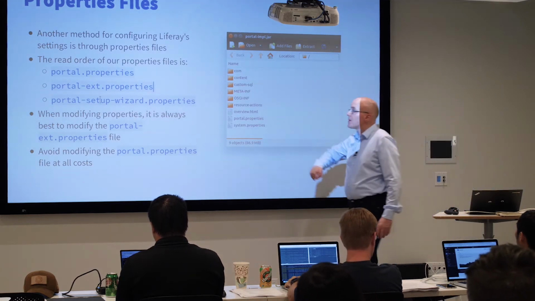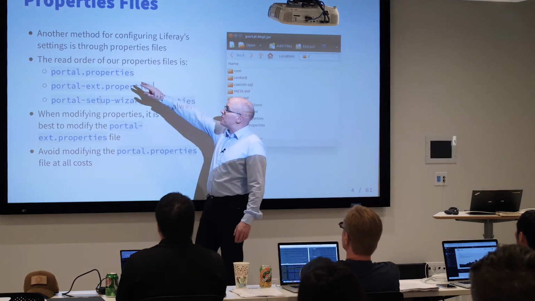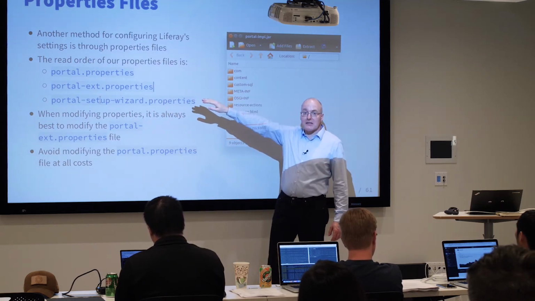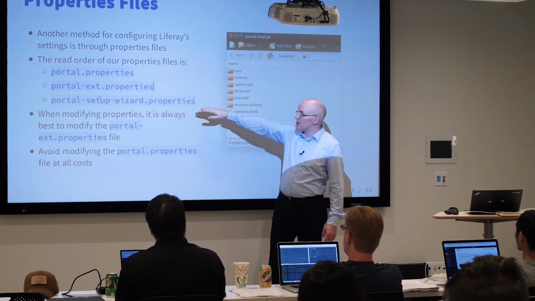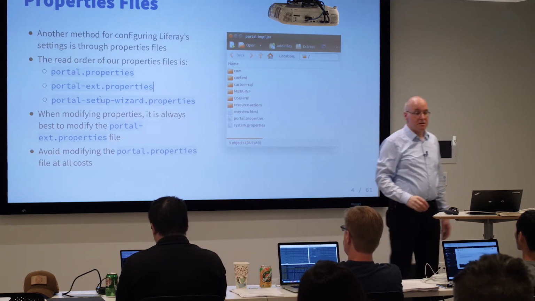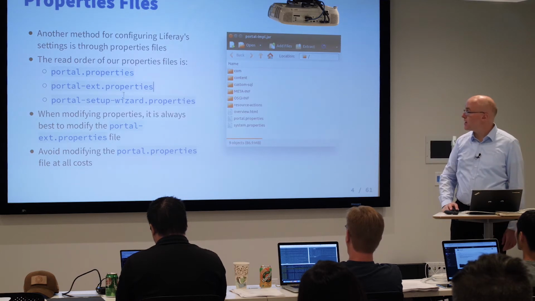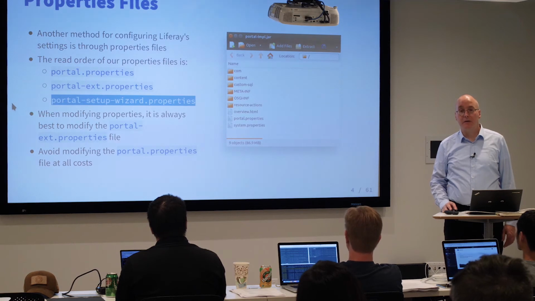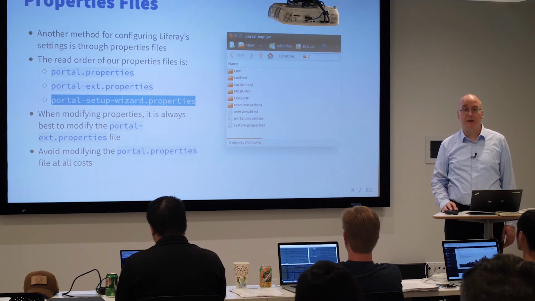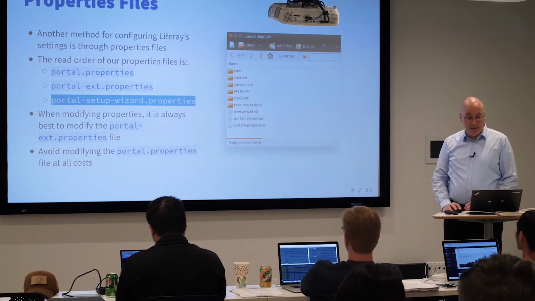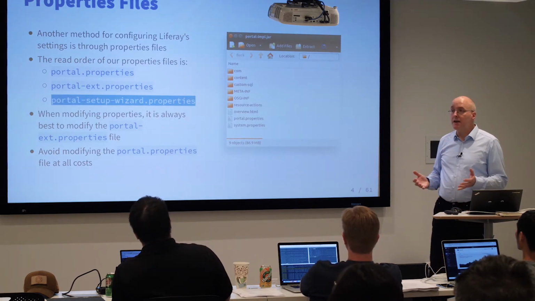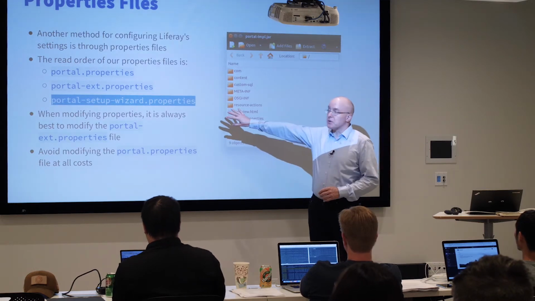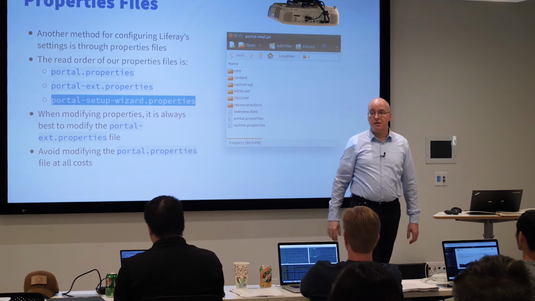What Liferay does, as it says here, the read order for the properties is portal.properties first, portal-ext.properties next, and then portal-setup-wizard.properties after that. That means anything that is set in portal-setup-wizard.properties is read last and will overwrite everything else that was there before. It's just the regular read order. And I want to add one more setting. If you then configure something in the database on top of it, that's what goes even past portal.properties.